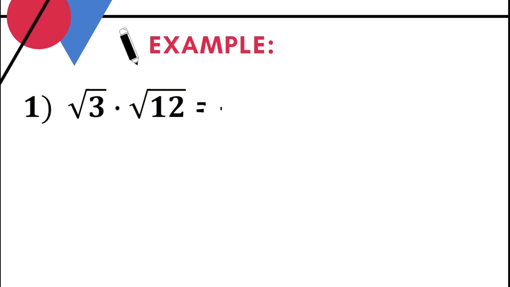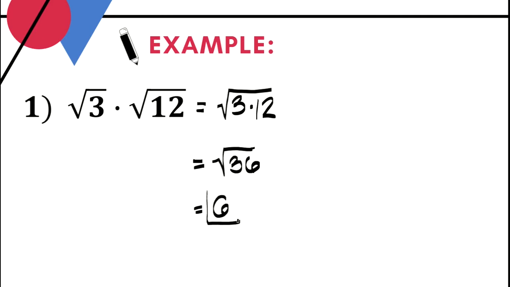Step number 2, multiply the radicands 3 and 12. So we have 3 times 12. Simplify. 3 times 12 is 36, and square root of 36 is 6. So this is now the product of square root of 3 and square root of 12.